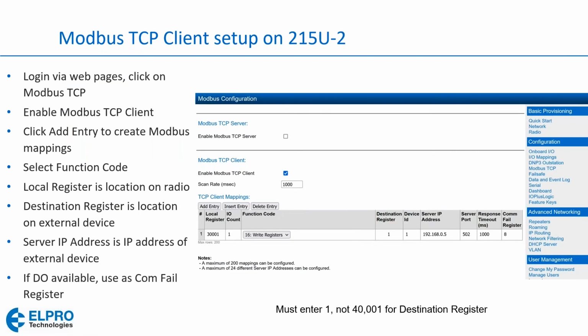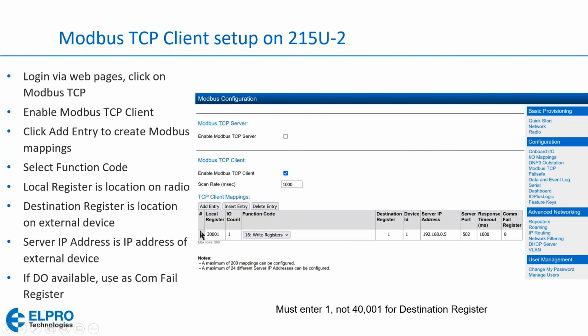Okay, to set up Modbus TCP Client on the 215U2, it's going to be very similar, but the layout is going to look a little different. So, of course, we log into the 215U2 via the web pages. Then we have to click on Modbus TCP over here, and this will bring up this menu that you see in front of you. Then we have to click Modbus TCP Client Enable, so we have to make sure there's a tick mark in that box. Next, we have to click Add Entry to create the TCP client mappings.